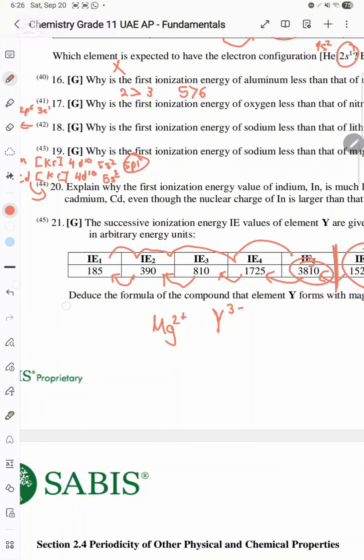So now we need to do the crisscross method. It's Mg3Y2, and that's the element.